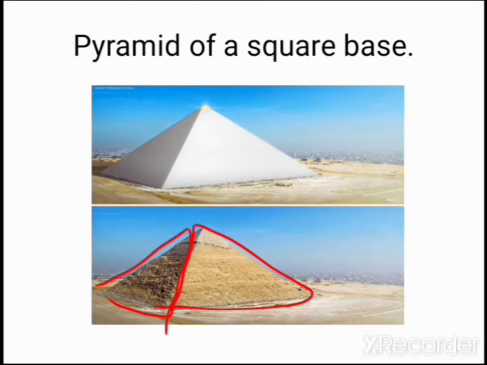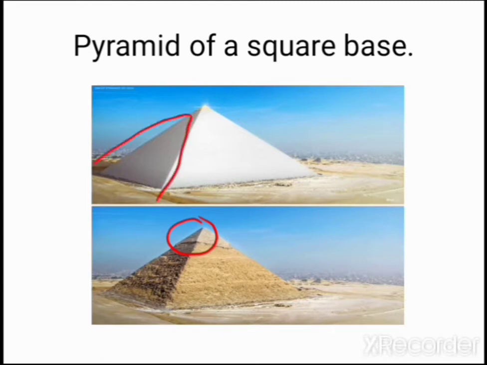It has triangular faces, and the faces meet at the top, at a point. That's what we refer to as a pyramid. So this one has a triangular face, another triangular face, and the triangular faces all meet at a point on top. But what we'll be considering today is a pyramid that is formed on a square base. Pyramid on a square base.